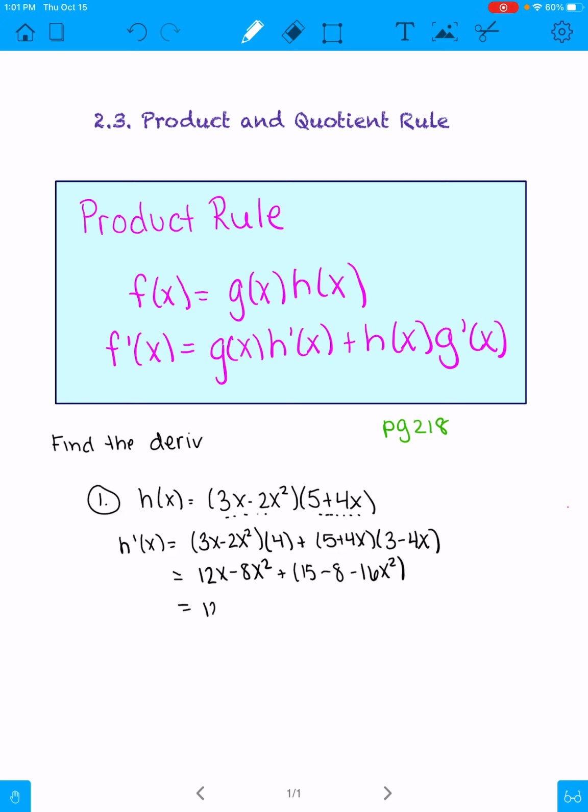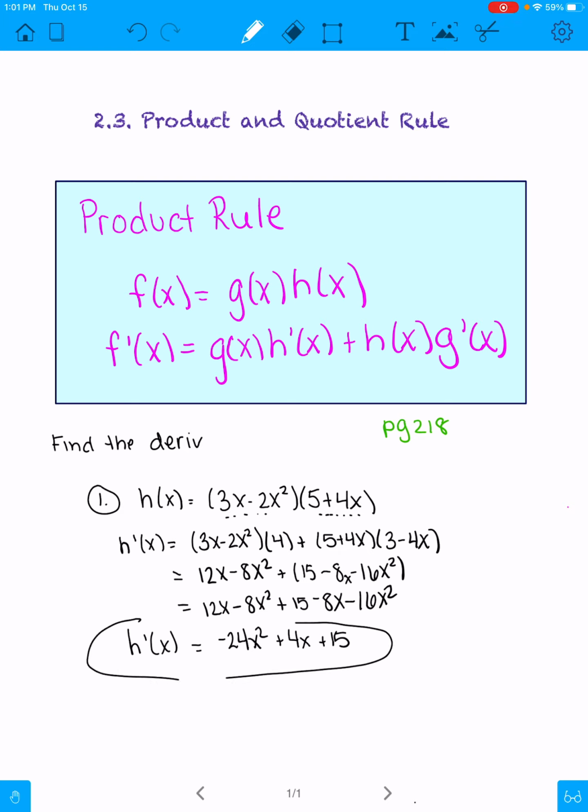That set of parentheses really doesn't mean anything, so I'm just going to rewrite it by dropping it. This should be an 8x. And then I'm going to combine my like terms together. That gives me negative 24x squared, plus 4x, plus 15. And that's our first derivative, by using the product rule.